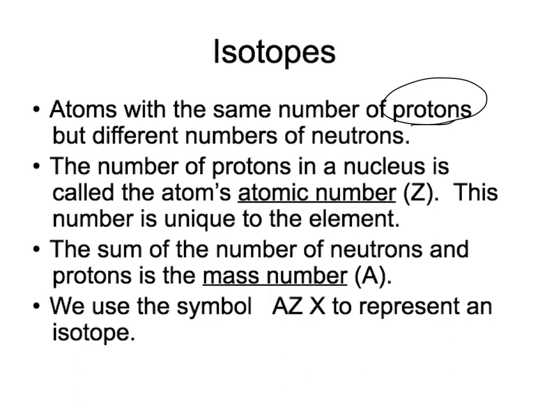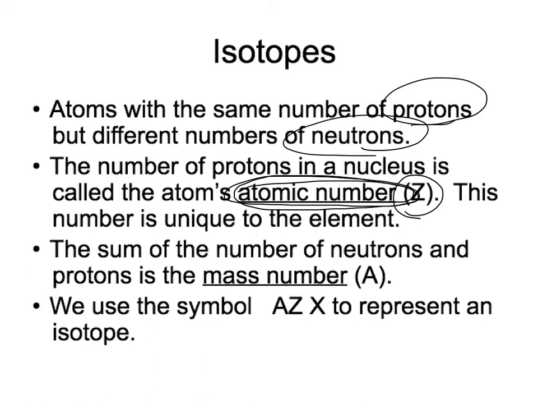Now, what can vary and still be the same element is neutrons. So carbon can have 3 different isotopes, and each of them have a different number of neutrons in the nucleus, but the number of protons will never vary. So the number of protons in the nucleus is called the atom's atomic number, symbolized by Z. Okay, I'm not really sure why that is. But that, of course, is going to be unique to that element.